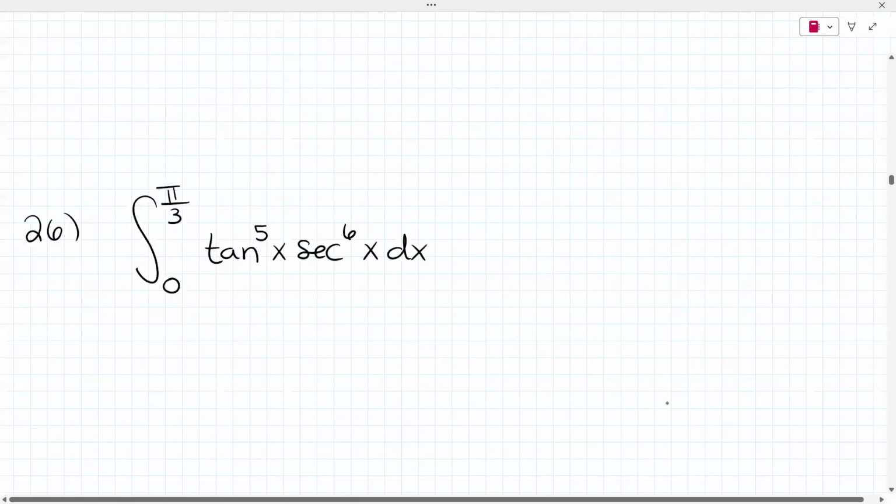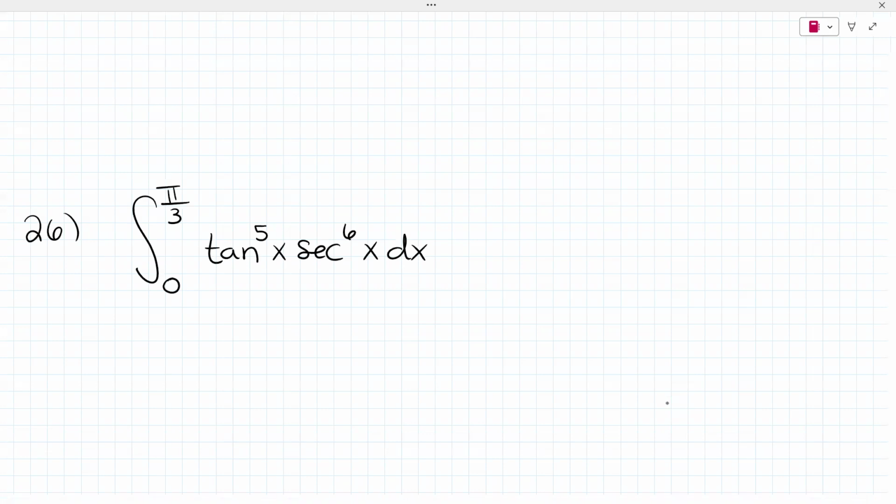Okay, 26, we have a trig integral with limits. So our lower boundary is 0 and our upper bound is pi thirds. And we have tan to the 5th of x times secant to the 6th of x dx. So we're dealing with tan and secant, so we can use u-substitution, which basically means our tangent is your u.